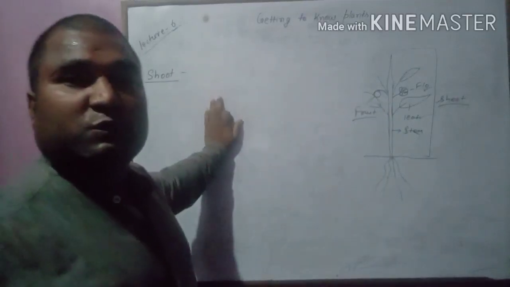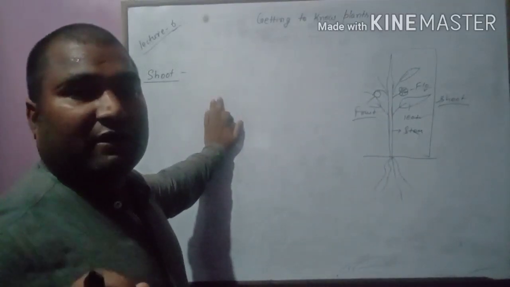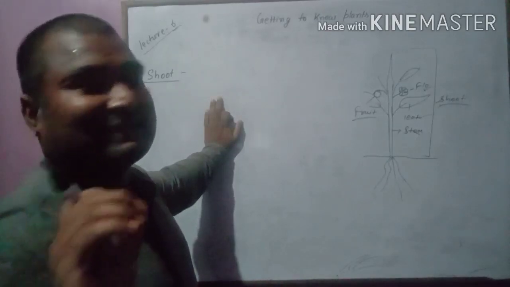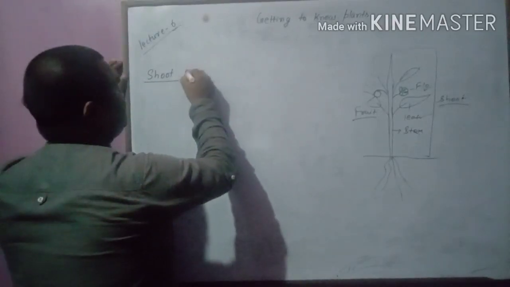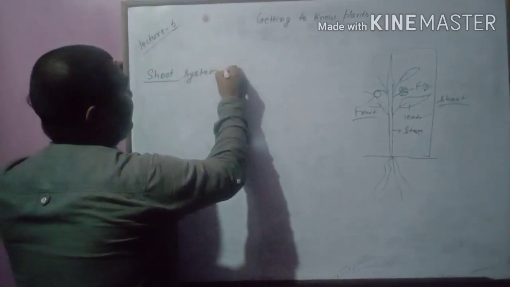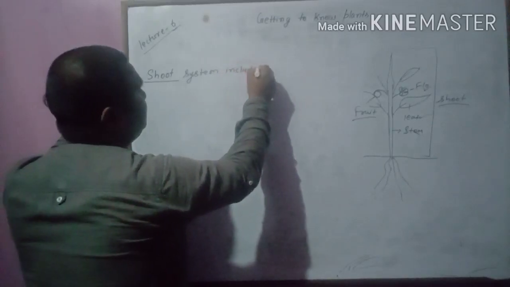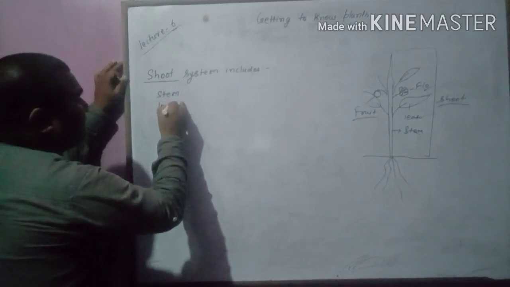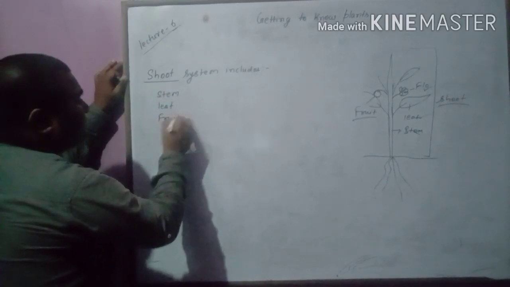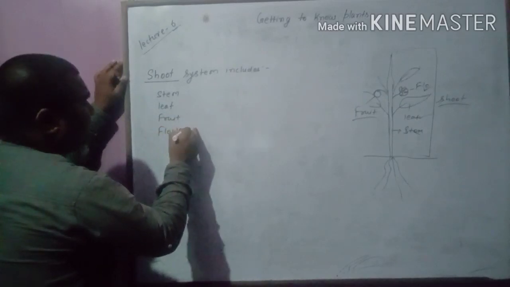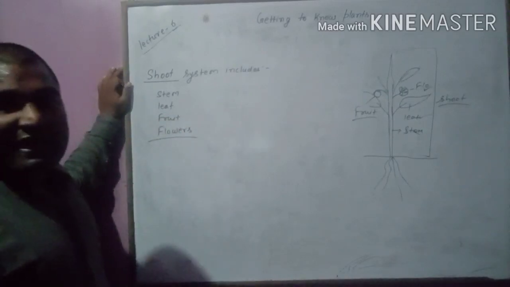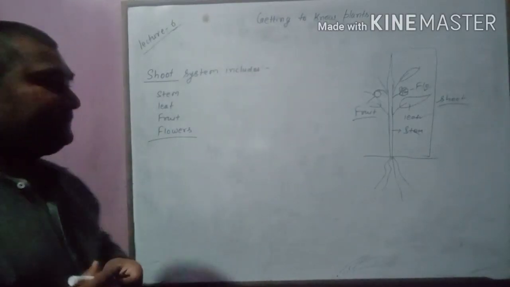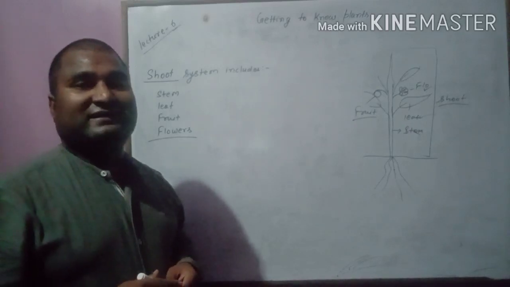So, what is shoot? Generally, the part of the plant that is above the ground is called shoot. If I am saying shoot system, then the shoot system includes stem, leaf, fruit, and flowers. So we have to study everything in detail. In today's video, we are going to see about stem.